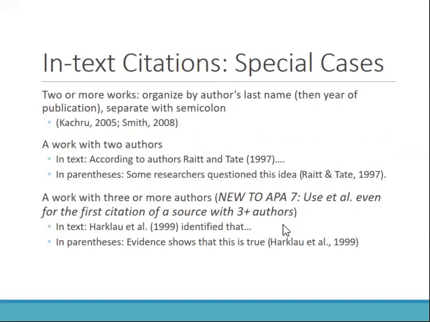In older styles of APA, you used to cite all the authors the first time and use et al. only after the first citation, but new to APA 7, you always use et al., even in the first citation. So here's an example of how to use it in text. You could also say something like Harklau and colleagues, and then put the year, identified that. If you do it in parentheses, first author's last name, et al., period. So it's E-T space A-L period, and then the comma goes after the al, before the year.